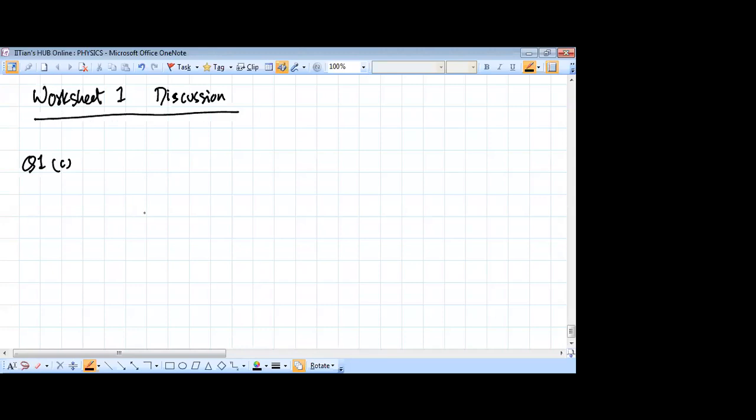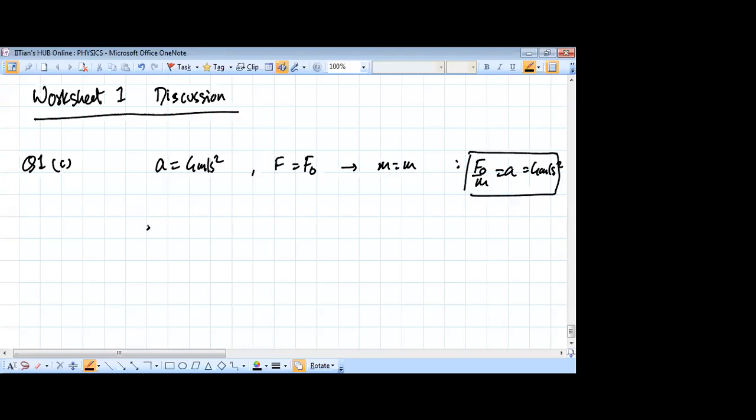We'll discuss. So it says that an object experiences an acceleration of 4 meters per second square when a force of F naught is applied to a body of mass, let's say m. So we'll understand that F naught by m is equal to a, which is 4 meters per second square. Now, actually you have to understand the B part. Okay. So this is the B part.